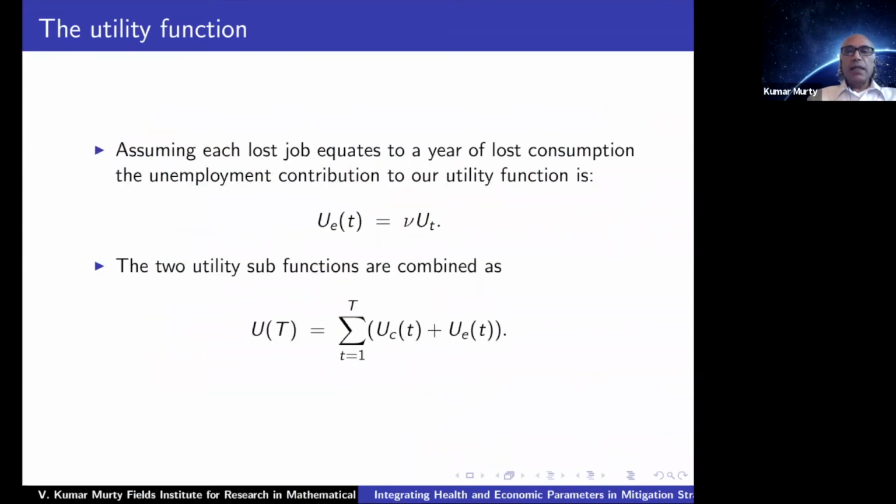Then, assuming each job that's lost comes to 1 year of lost consumption, which is probably also not completely right, but anyway, that's the assumption, the unemployment contribution to the utility function is U sub E, which is nu times U sub T. And then the two utility sub-functions are combined in this simple way. We just added the two and then took the sum over time.